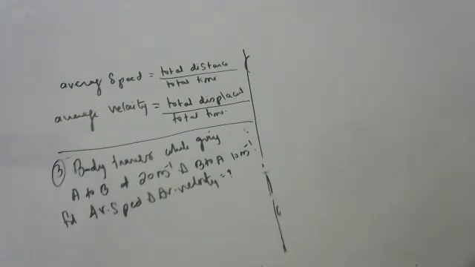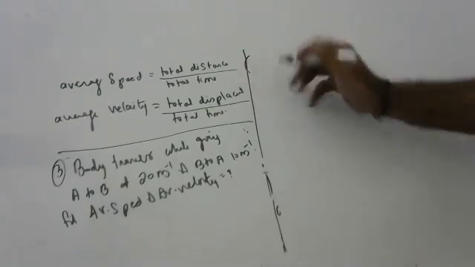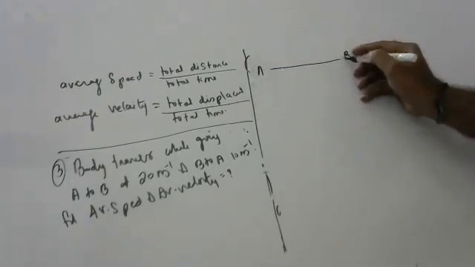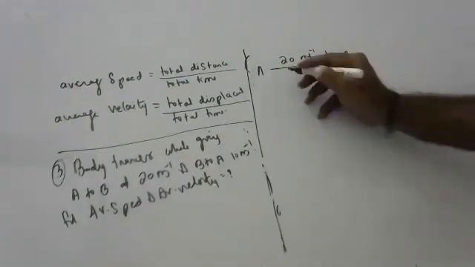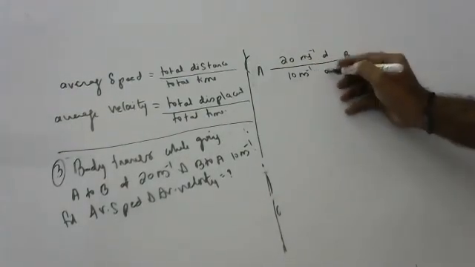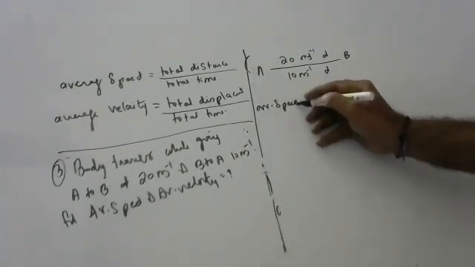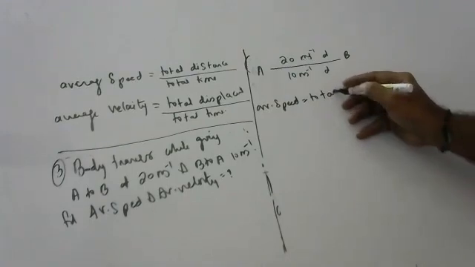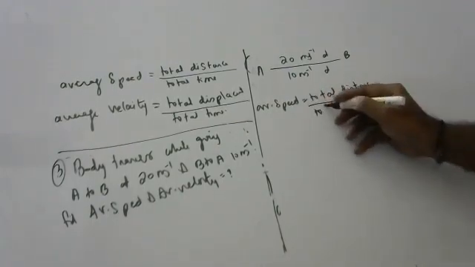Sir, average speed 15 meters per second. Average speed, children, please see here. It is going A to B at 20 meters per second. The distance is some d. While coming it is at 10 meters per second. The distance won't change. What is the average speed formula, children? Total distance by total time.